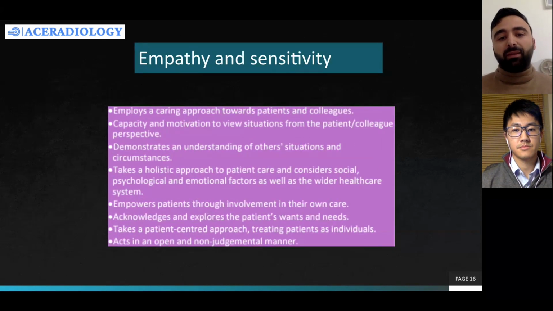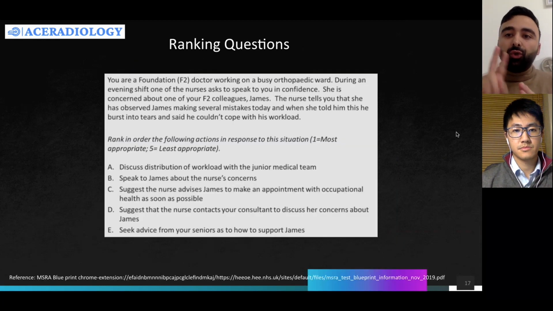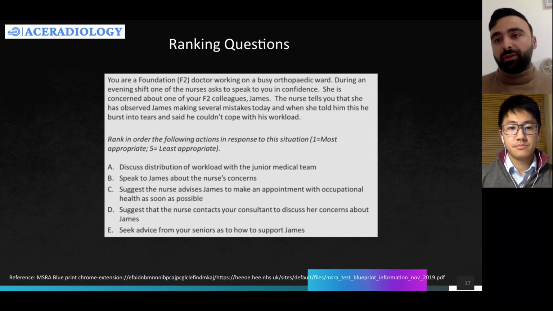And the last part, empathy and sensitivity. They want to assess if you're an empathetic doctor, not only to patients but also your colleagues, and if you work well essentially in a team. There's two types of questions they will ask you. Half of the question paper on the professional dilemmas will be ranking questions. Ranking questions, you'll get a vignette or a stem, and then you'll get the question. Read the question very, very carefully, because there are nuances that will change the whole answer. So it's very important to read the actual question that they ask.